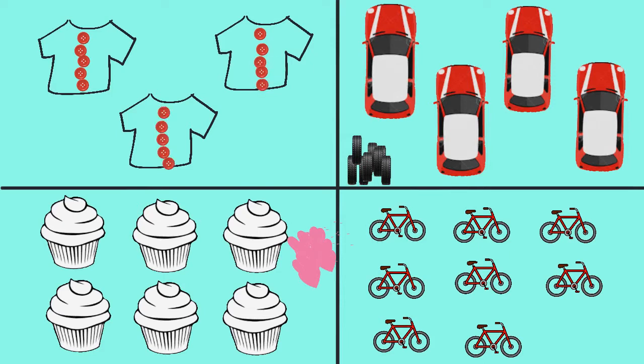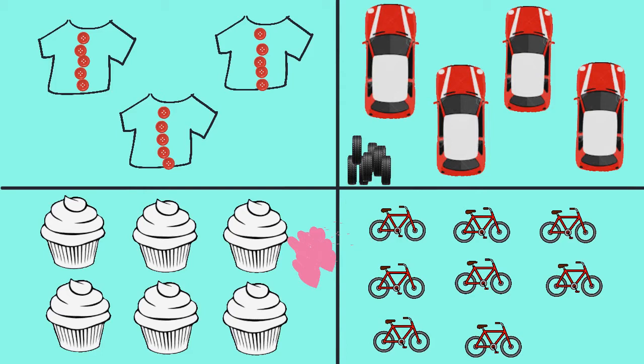So now it looks like we have 3 groups of 5. We have 1, 2, 3 groups of 5 buttons. Now there are a couple of ways we can figure out how many buttons we have in all. We could obviously count them. We could add them up by counting by 5s, or we can write an equation. Remember, we just learned how to write an equation for groups.